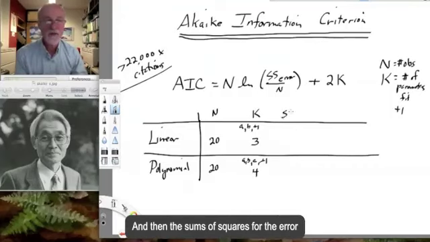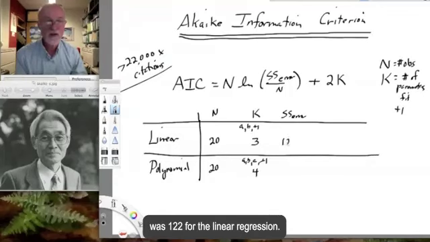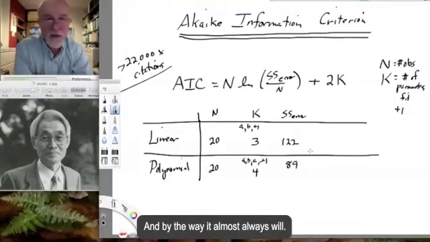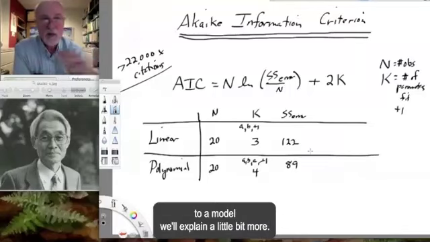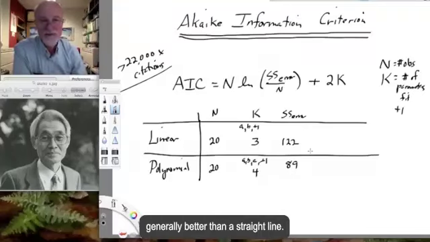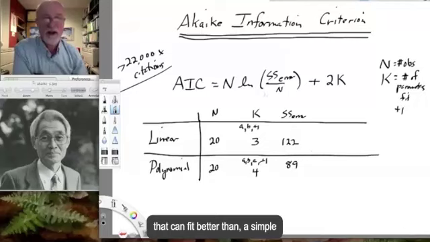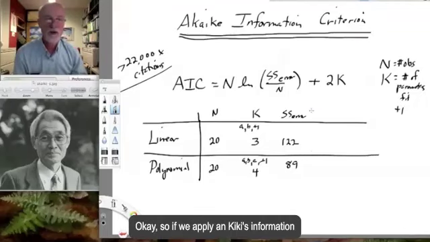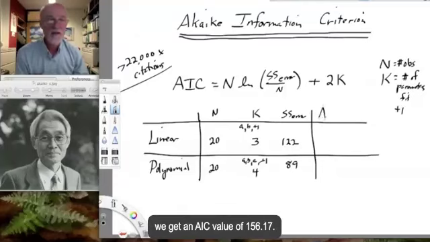And then the sums of squares for the error in this particular regression was 122 for the linear regression, and notice it got smaller for the polynomial regression. And by the way, it almost always will. So every time we add parameters to a model, we'll explain a little bit more, because a curved line can fit points generally better than a straight line, and if we allow for inflections, that can fit better than a simple curved line.